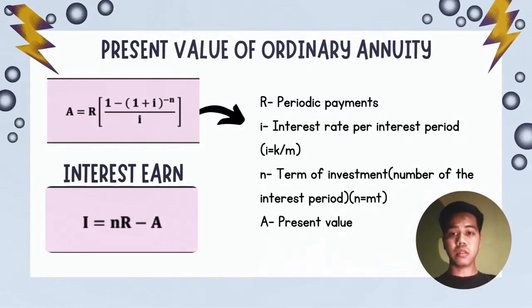Now, for present value of ordinary annuity, the formula is also given. R is the periodic payment, i is the interest rate per interest period, n is the term of investment, the number of interest periods, and A is the present value. The interest earned is also given as nR minus A.